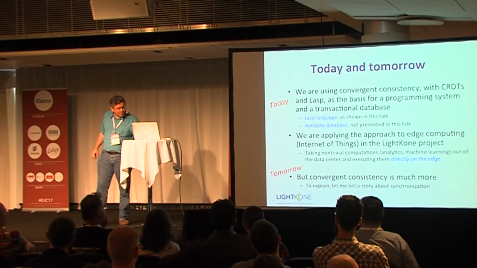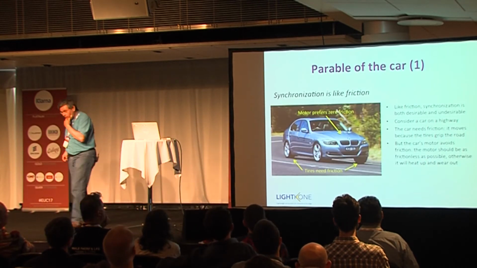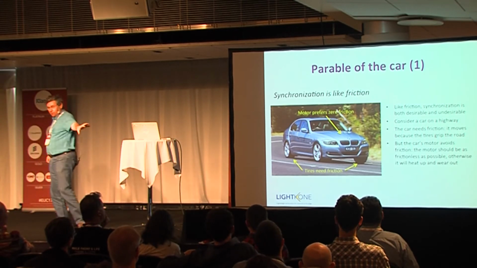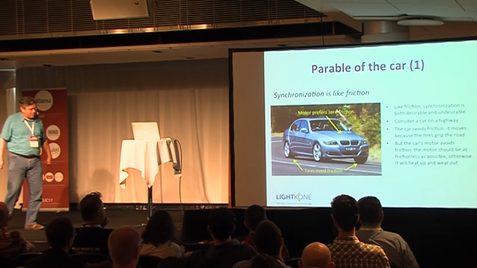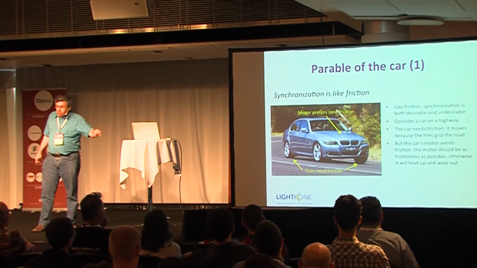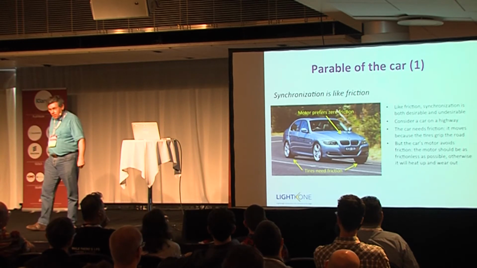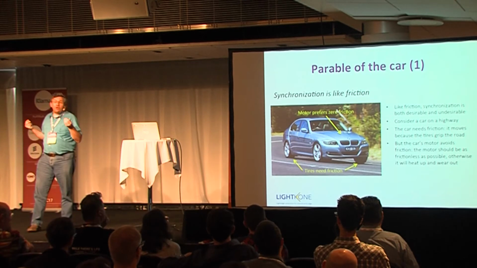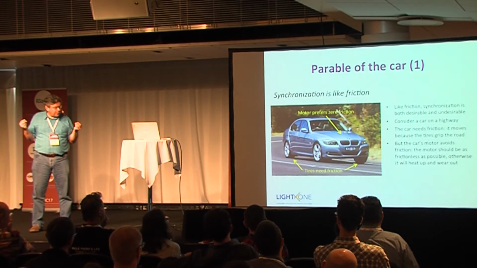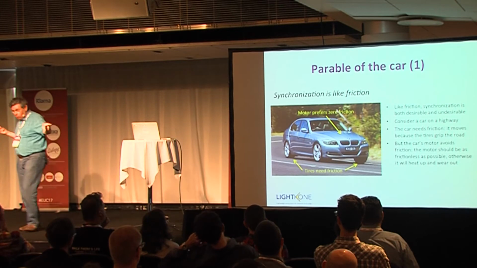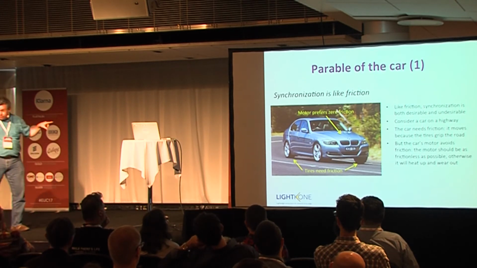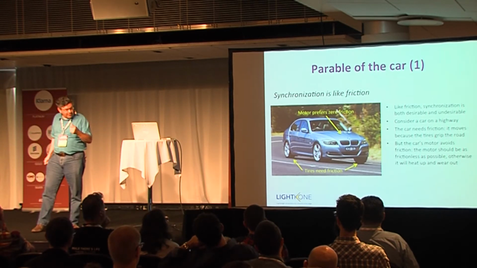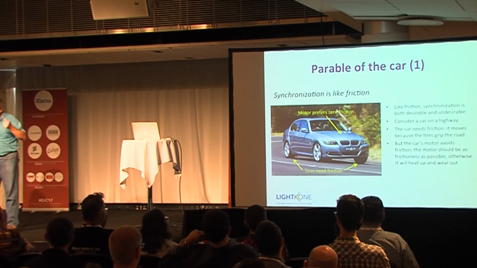So here's the story. I call it Parable of the Car. I have this nice car here. It's a BMW, but there are other nice cars, but this is a BMW. And it's riding on a highway. Let's think about mechanically what's going on here. There's this notion of friction in mechanical systems. The tires grip the highway, and that's the only reason the car is moving forward. If there was ice, it wouldn't move at all. So the friction is essential. The car needs friction to grip the road to move forward.